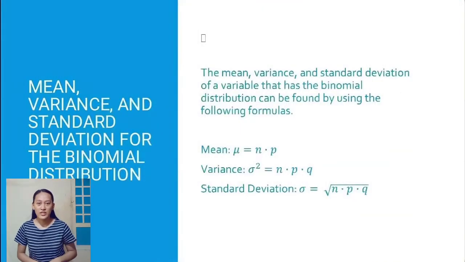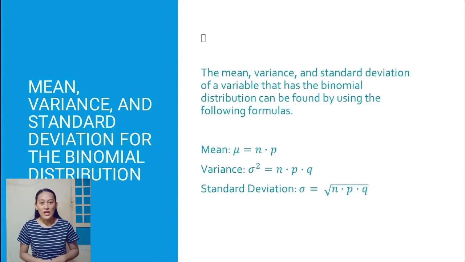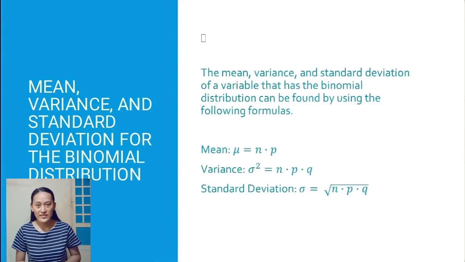We proceed to the mean, variance, and standard deviation for the binomial distribution. The mean, variance, and standard deviation of a variable that has the binomial distribution can be found by using the following formulas. Mean is equal to n times p. Variance is equal to n times p times q. And standard deviation is equal to the square root of n times p times q.